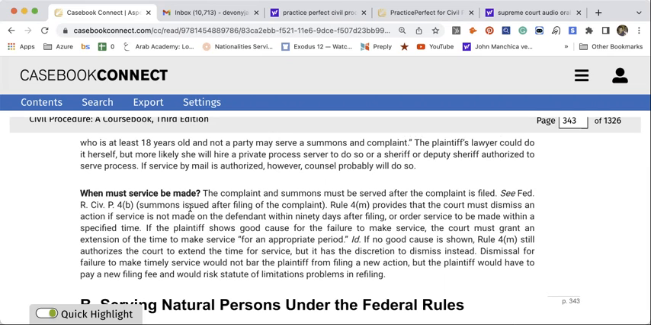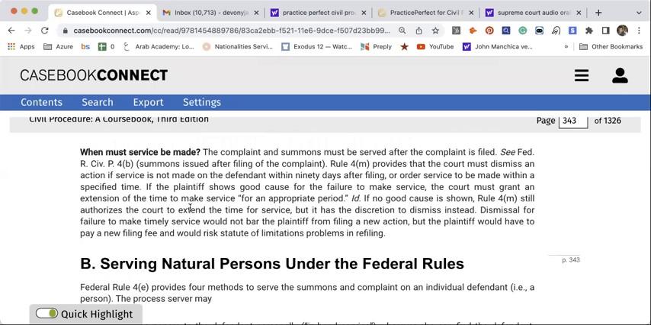Rule 4(m) provides that the court must dismiss an action if service is not made on the defendant within 90 days after filing, or order service to be made within a specified time. If the plaintiff shows good cause for the failure to make service, the court must grant an extension of the time to make service for an appropriate period. If no good cause is shown, Rule 4(m) still authorizes the court to extend the time of service, but it has the discretion to dismiss instead. Dismissal for failure to make timely service would not bar the plaintiff from filing a new action, but the plaintiff would have to pay a new filing fee and would risk statute of limitation problems in refiling.